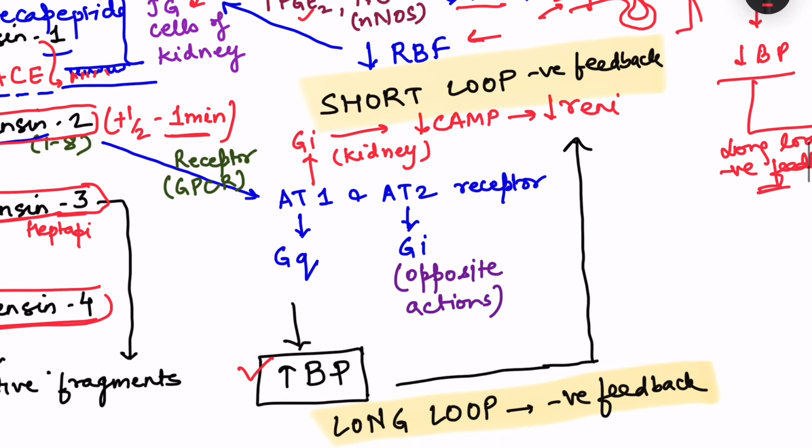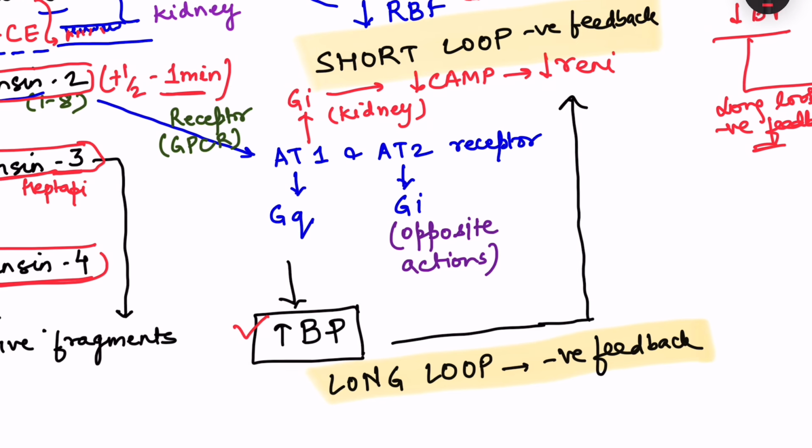Then we have other mechanism also. Actually, angiotensin 2, to carry out its action, acts on two types of receptors. We have AT1 receptor, angiotensin 1 receptor, and AT2 receptor, angiotensin 2 receptor. AT1 receptor and AT2 receptor both are G protein coupled receptors, but the mechanism is a little bit different.